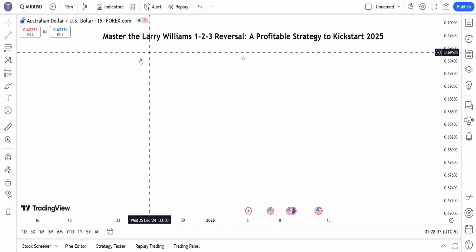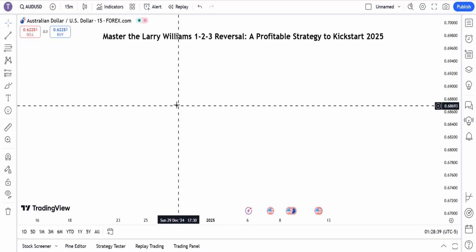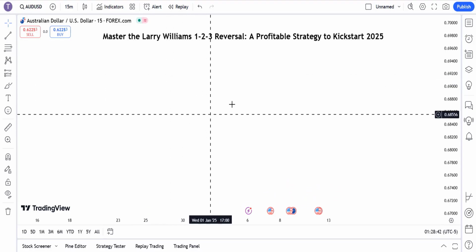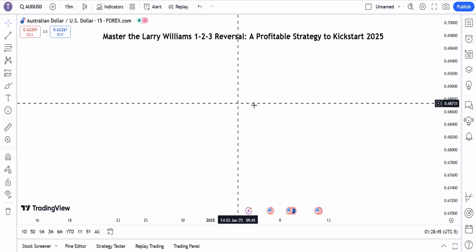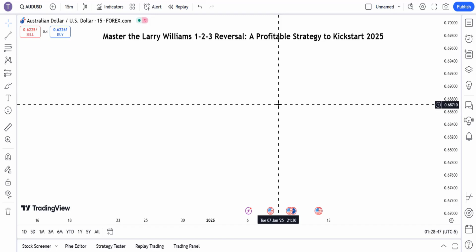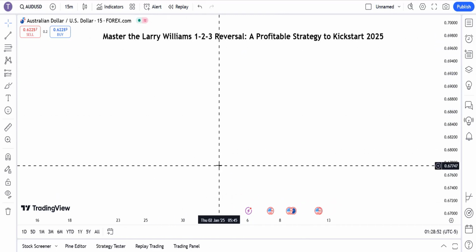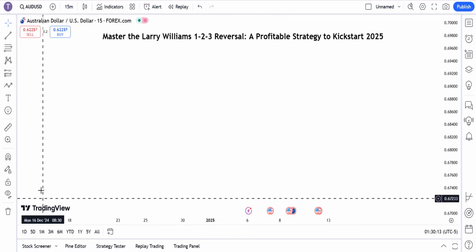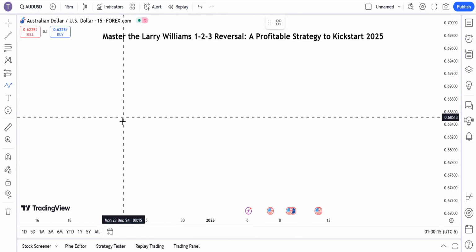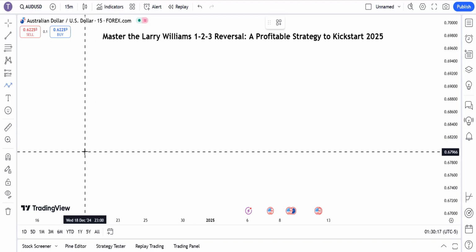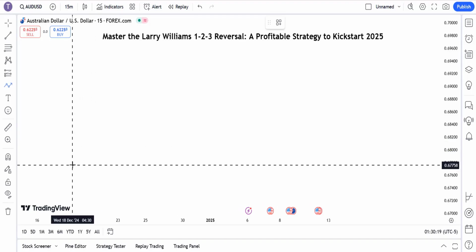It's all about understanding price action and market structure, like I said, and timing your trades for maximum profitability. Let me break it down step by step, so I will show you how it works. Now let me quickly show you how this pattern is being used in the bullish setup.